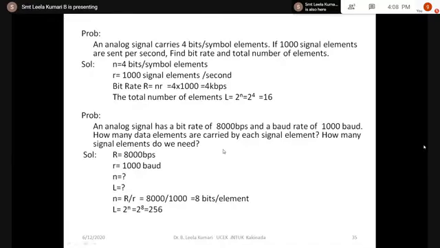Now let us see a simple example. An analog signal carries 4 bits per symbol element. If 1000 signal elements are sent per second, find the bit rate and total number of elements. N bits per symbol, n is equal to 4. And if 1000 signal elements are sent per second, the baud rate is given as 1000 signal elements per second.